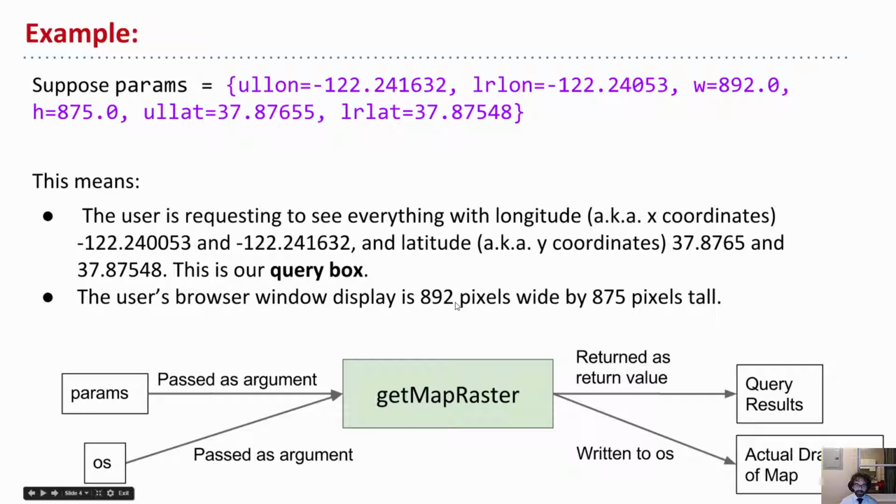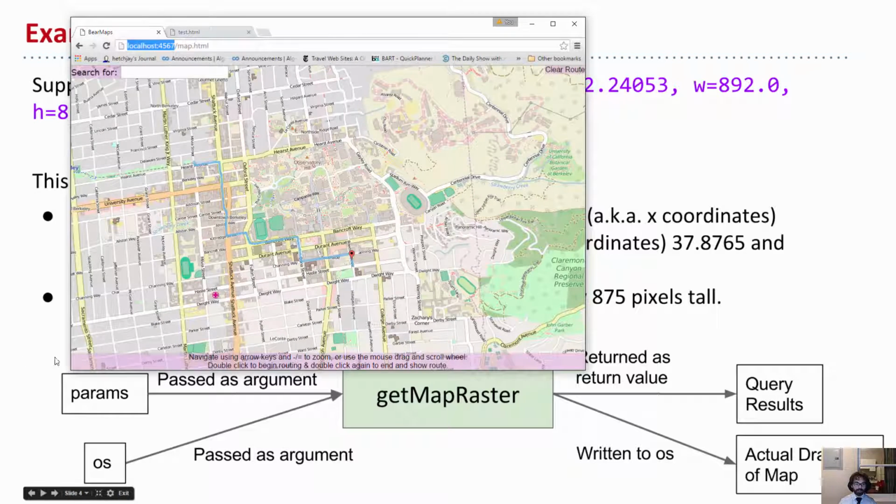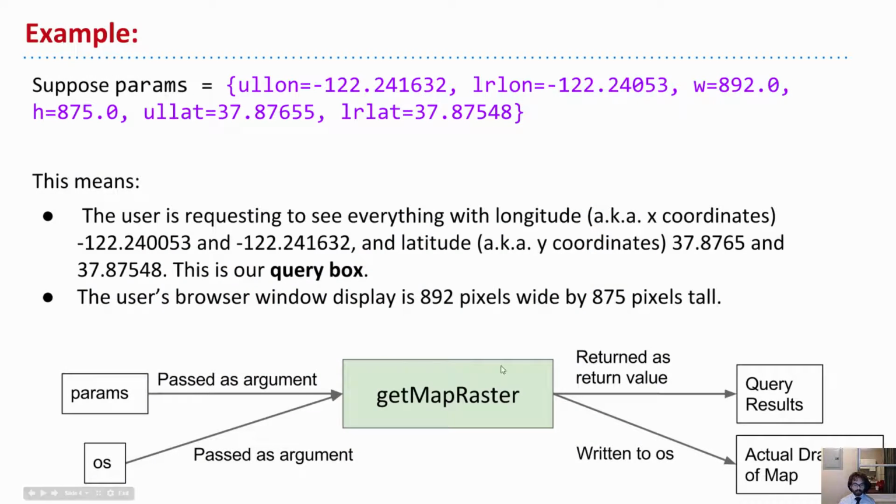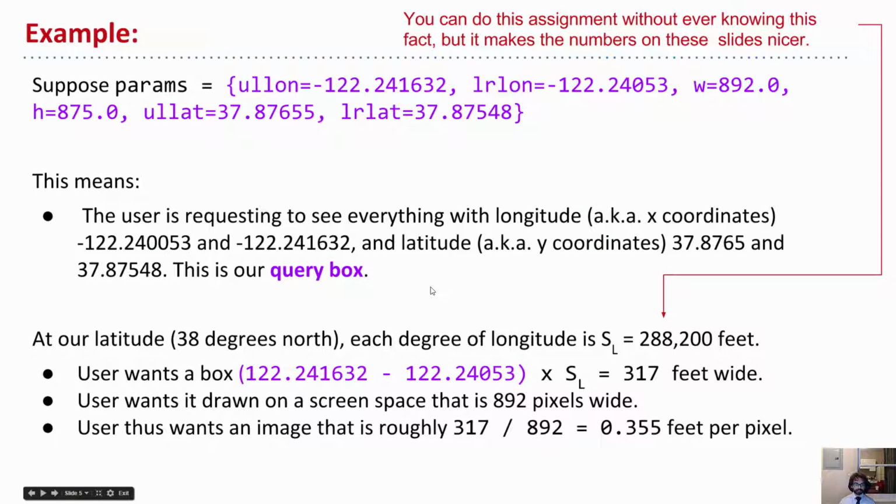So it's 892 pixels wide, so your screen is made up of a bunch of discrete pixels, and in this case, we're trying to display it in a space 892 pixels wide by 875 pixels tall. Okay, that's what the interpretation is. We have the width of the window, the height of the window, the latitude and longitude that you want in the top left, and the latitude and longitude in the bottom right. Okay, so let's see a little example here.